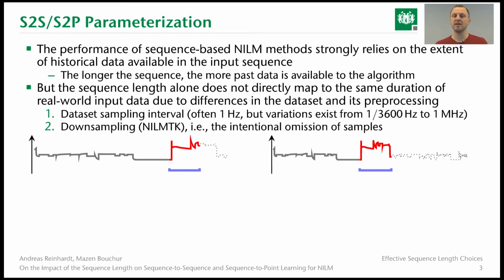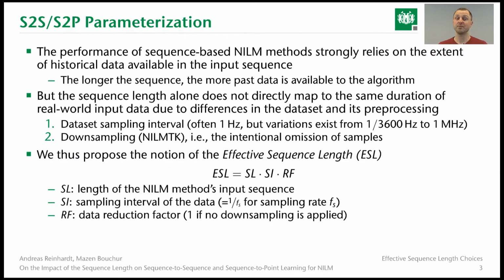And similarly, NILM-TK, as a toolkit for non-intrusive load monitoring, has a feature to reduce the sample resolution further by applying a downsampling approach and just aggregating a number of data points into a single one. So for that reason, we propose a new notion of the effective sequence length, which is the product of the sequence length of the NILM method, like sequence-to-sequence or sequence-to-point, multiplied by the sampling interval of the data, multiplied by a data reduction factor that is being applied in NILM-TK. That would just default to 1 in case no downsampling is applied.